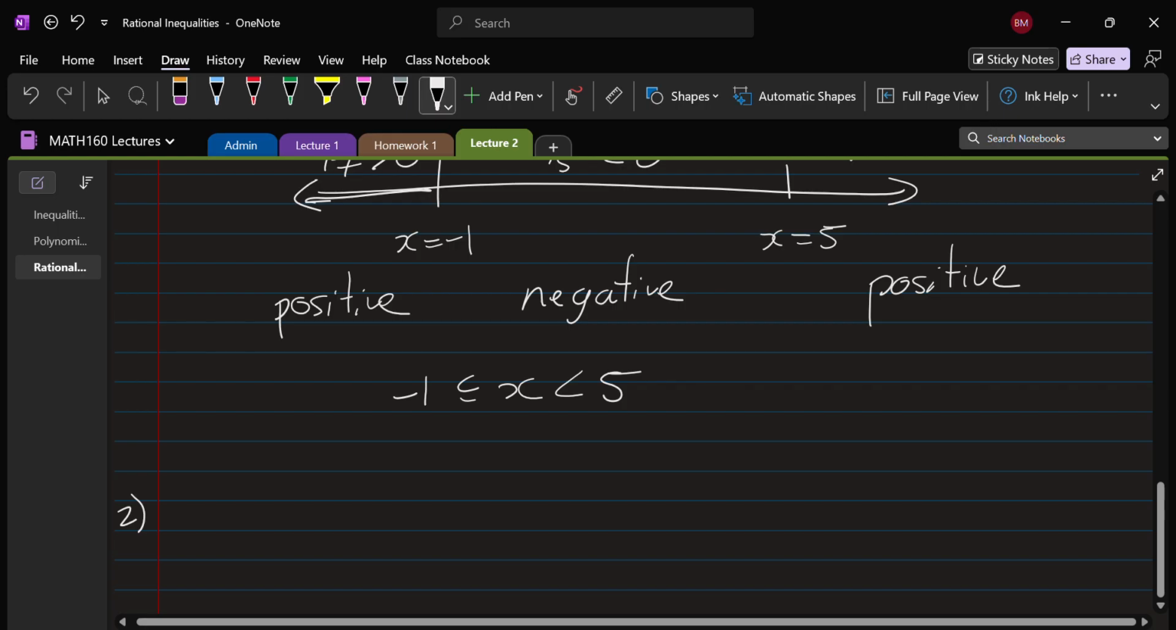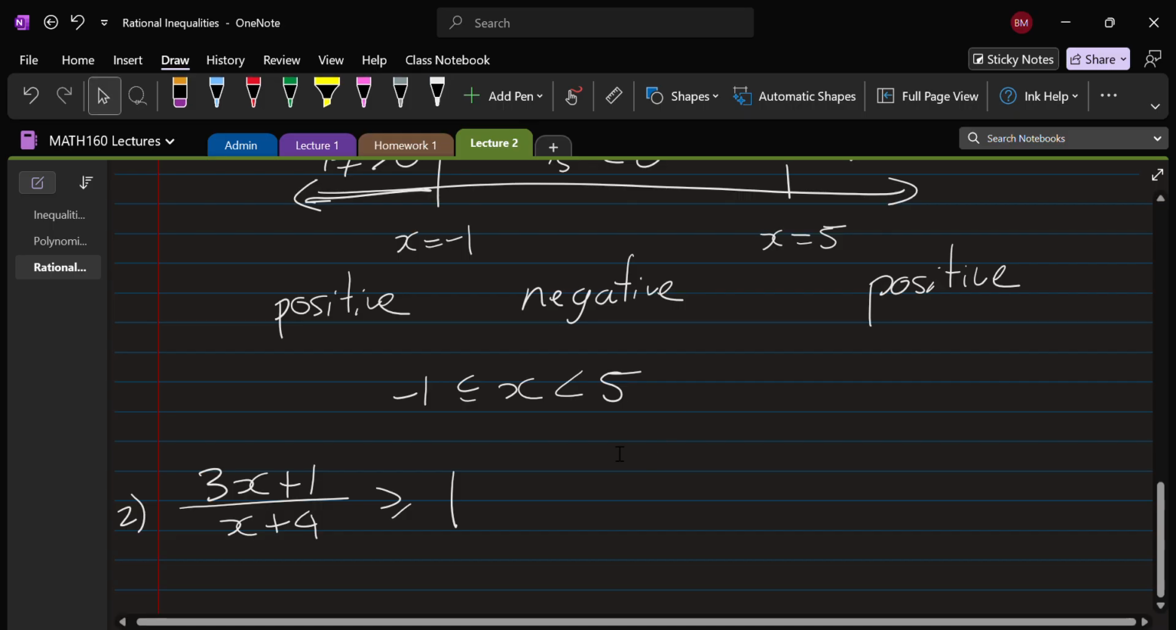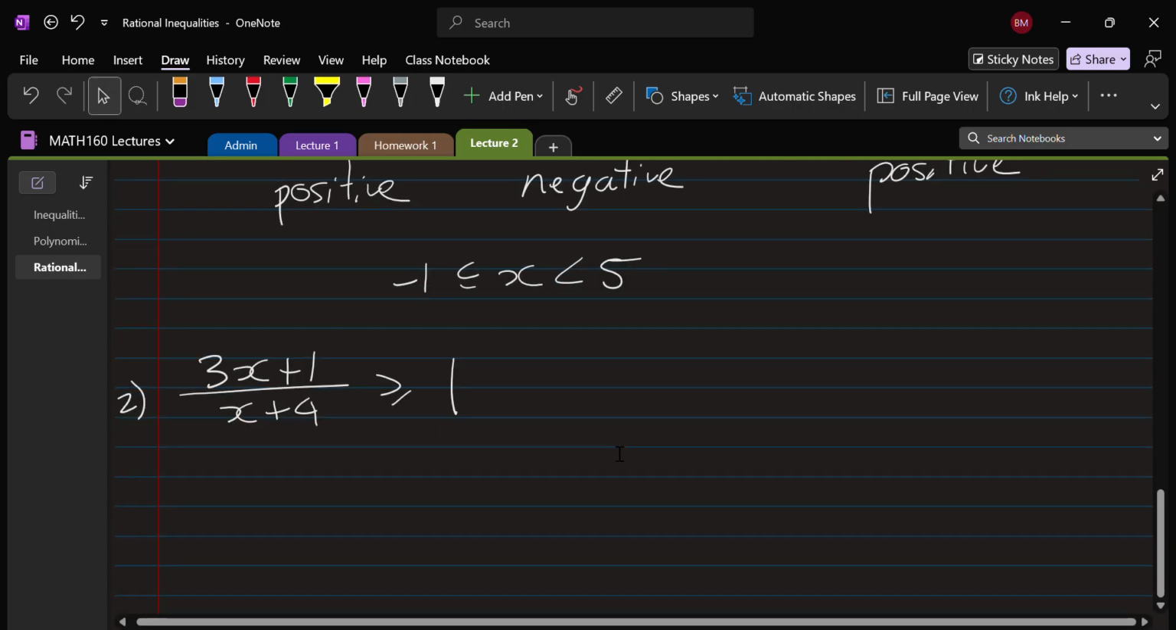Example 2. A little bit more difficult, but same idea. We have 3x plus 1 over x plus 4 is greater than or equal to 1. In the previous example, we had less than or equal to 0, and that made things pretty easy because we just want to see where the function is below 0, where it's negative. Here, on that side, we've got a 1. That's going to make a problem for us.